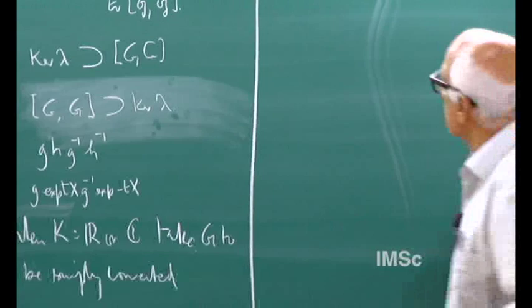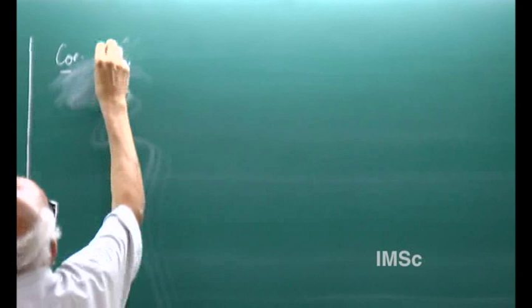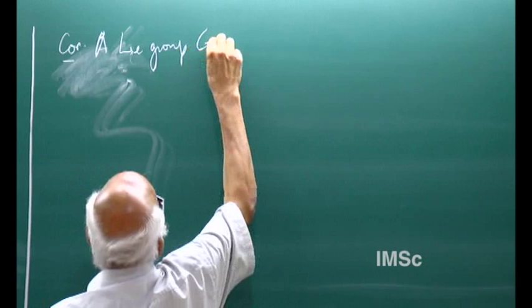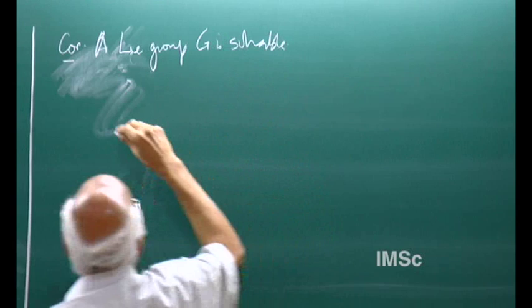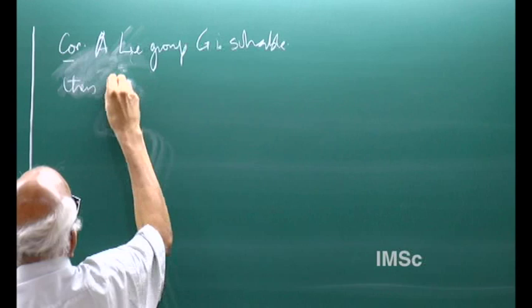So an immediate corollary is the following. If the Lie group G is soluble as a group, then the Lie algebra of G is soluble.